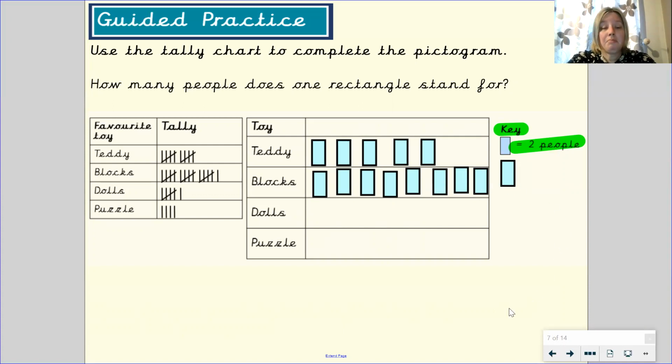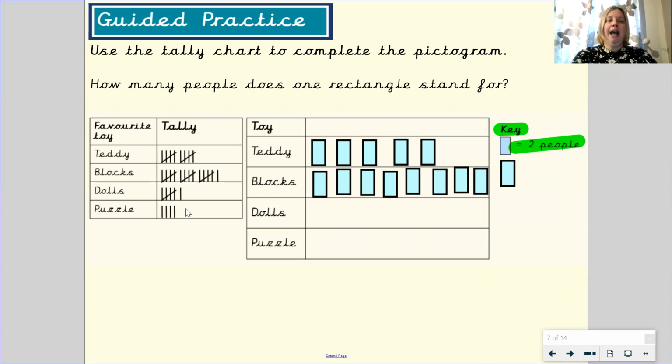Excellent. I want you to pause the video now and have a go at completing the pictogram for dolls and puzzles. Remember, the first thing you need to do is count how many people chose a doll for their favourite toy, then how many people chose a puzzle. Remember that 1 rectangle is equal to 2 people. Pause your video. Let's have a look and see how we got on.